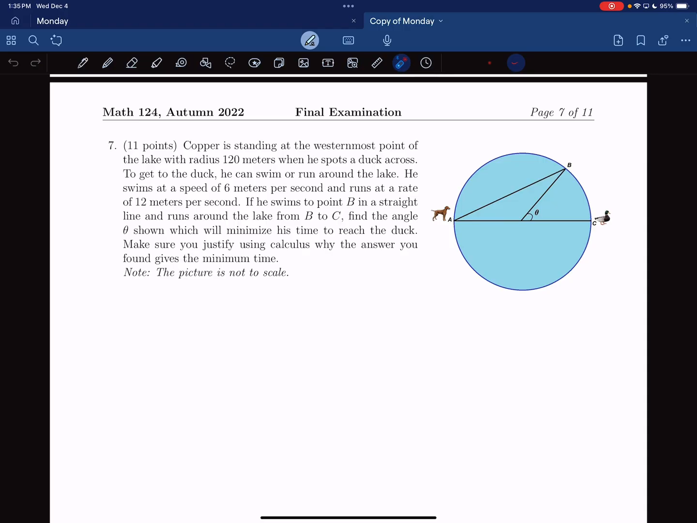Okay. Did you all finish reading the question? Okay. So here's what I'm going to do. I'm going to pretend I'm the one taking the final. Pretend I never looked at the question before. And I'm going to show you my thought process on trying to solve this problem.